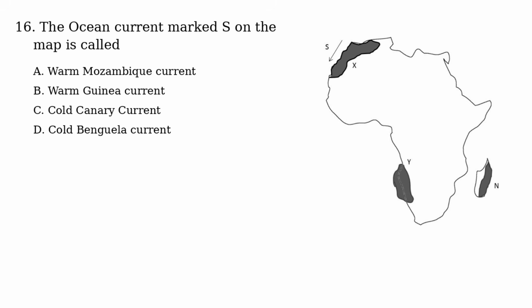And the other options, the Mozambique Current is on the southeast coast. And then the Guinea Current is warm, and it is found near the West African Gulf of Guinea. Then the Benguela Current is on the southwest coast. So these are very important to always remember.